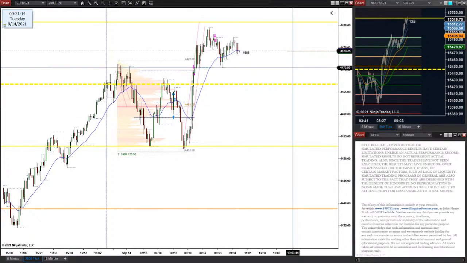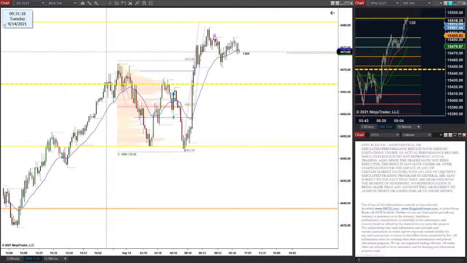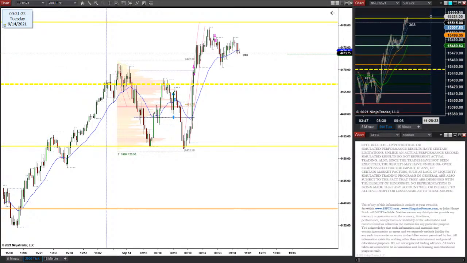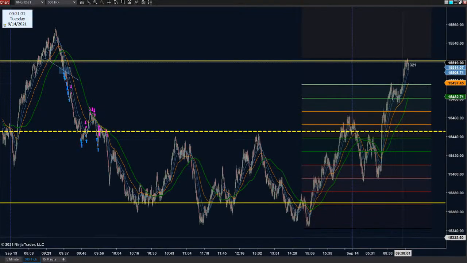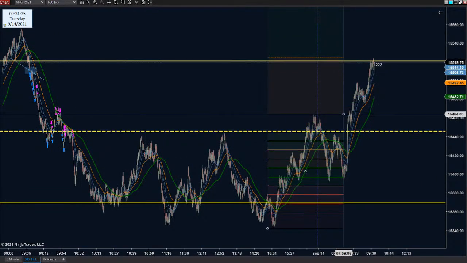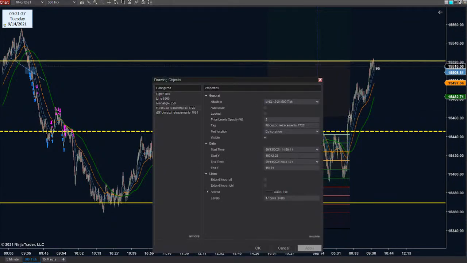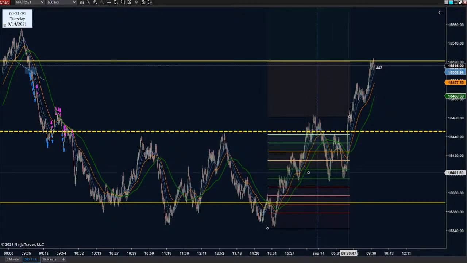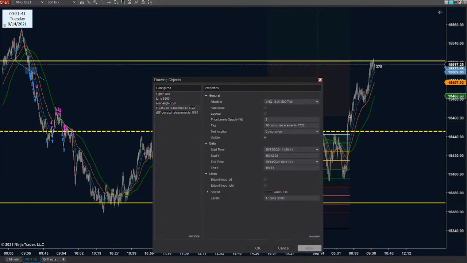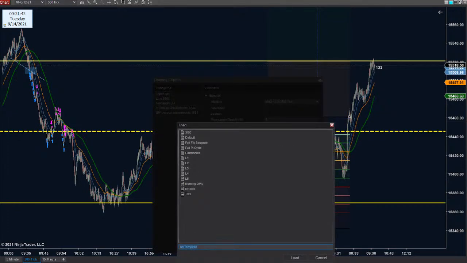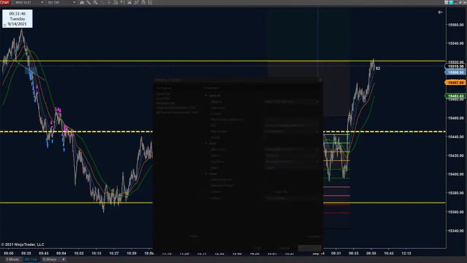Got a picture-perfect double bottom at 70.5 on the S&P. NASDAQ still continuing back to the highs and grinding its way up. We still have not had an L1. Just so I can keep that highlighted. That's not what I wanted. L3.